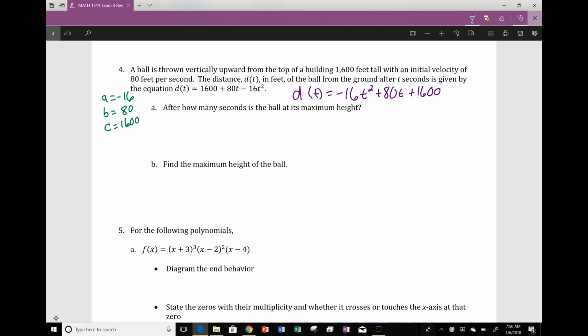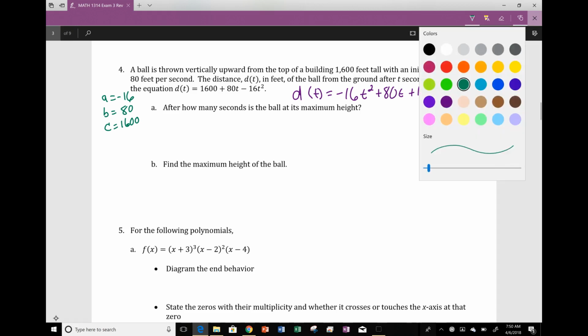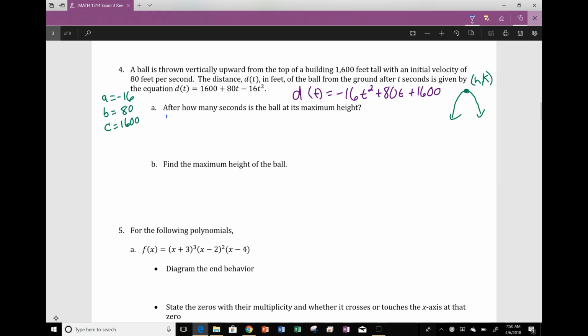It asks us after how many seconds is the ball at its maximum height. So the seconds is our t. When we're talking about maximums and minimums, we're talking about that vertex. So what happens is this ball goes up and then comes back down, and we want this point right here. So we want our h comma k. What we're going to do is remember that h is negative b over 2a.